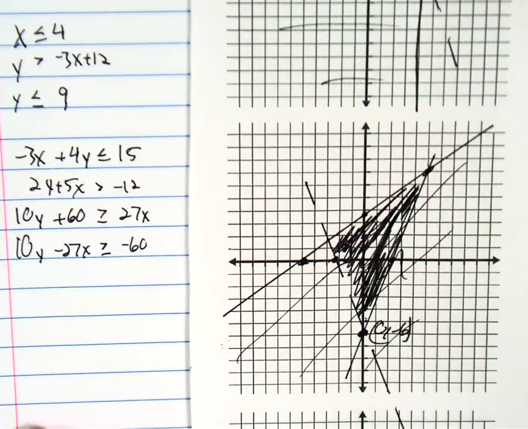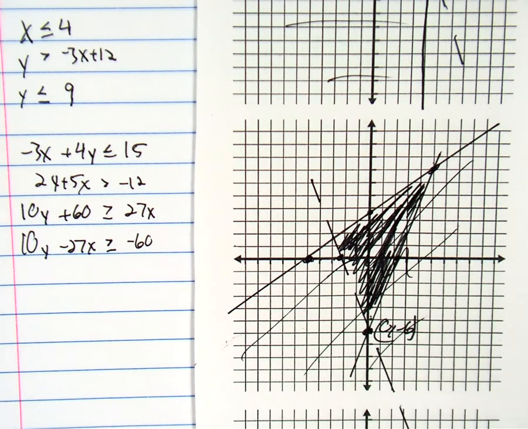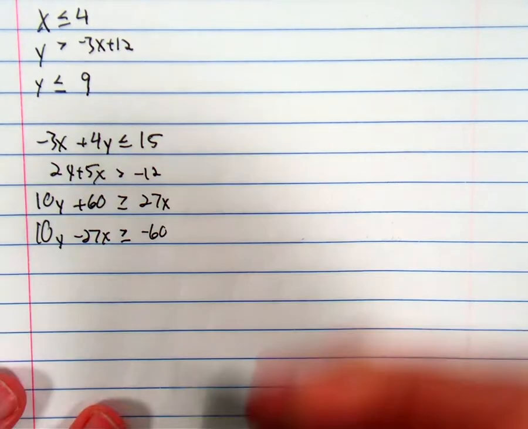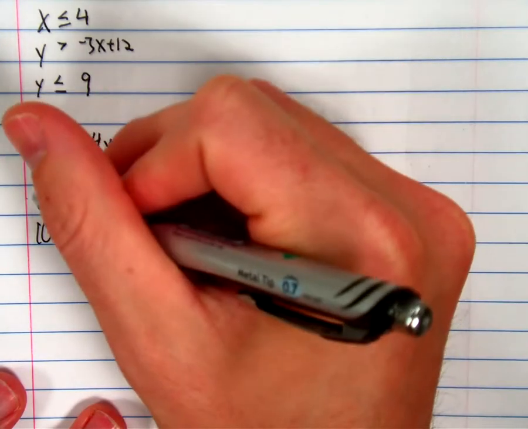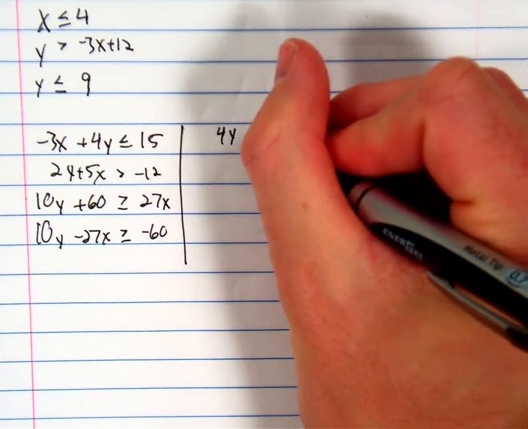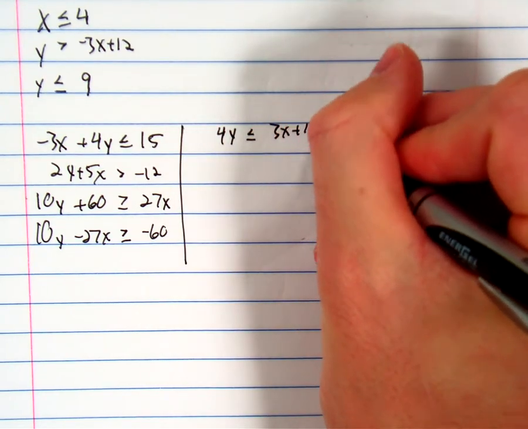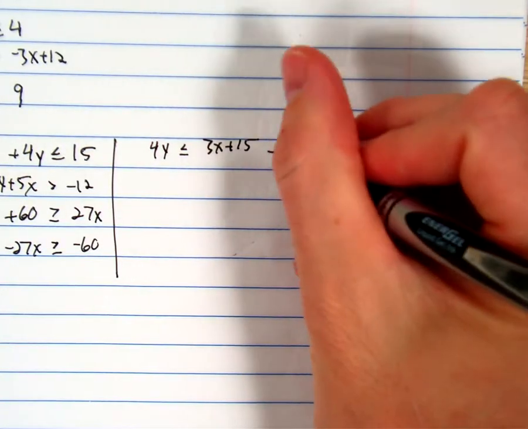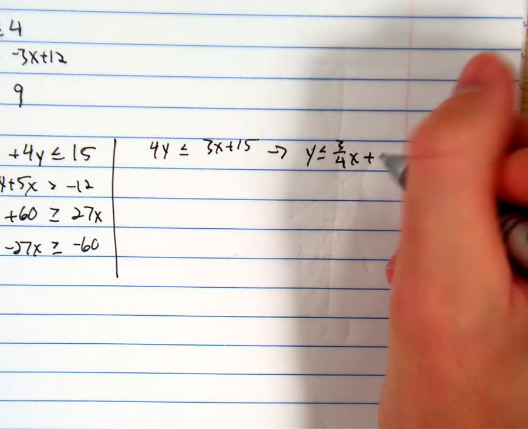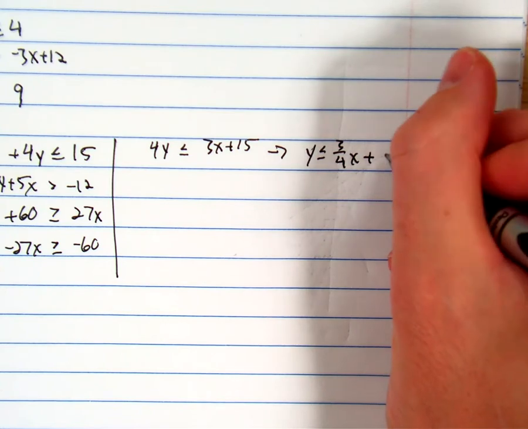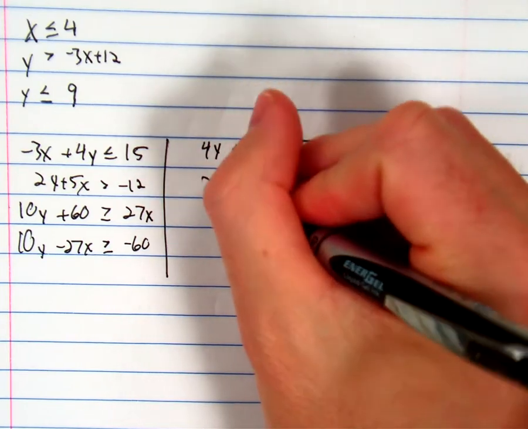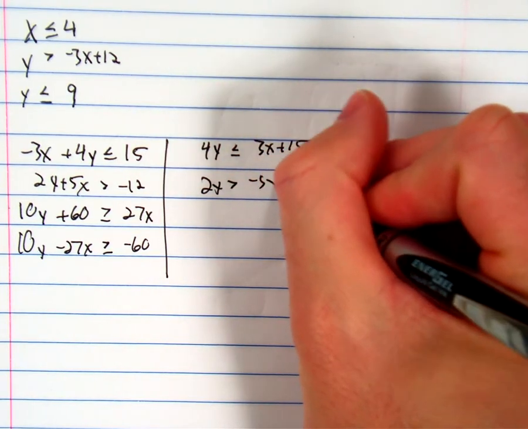All right, so how to make sure we know what it is for sure, we need these to be in y equals form. Okay, so this one, we're not using this anymore. Well, we can leave it there. Okay, this one's going to be 4y less than or equal to 3x plus 15. And if you divide them all by 4, y is less than or equal to 3/4 x plus 3.75. Okay, the second one. 2y greater than negative 5x minus 12.